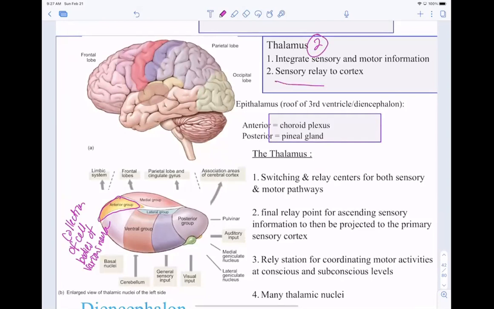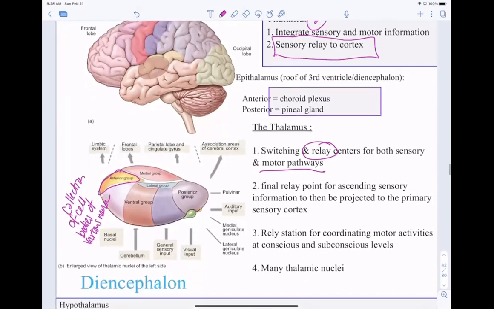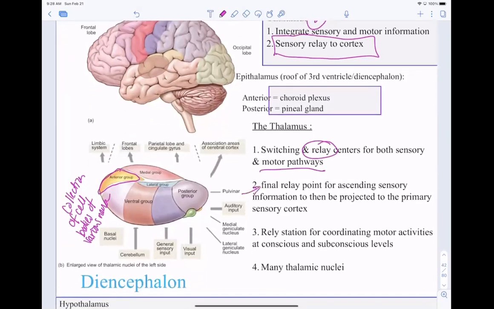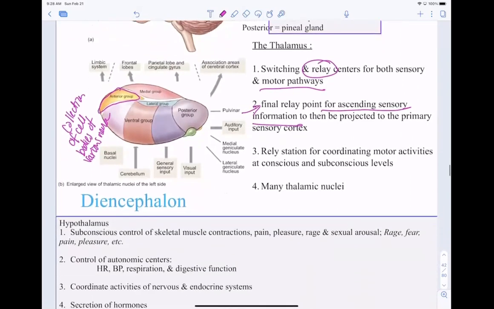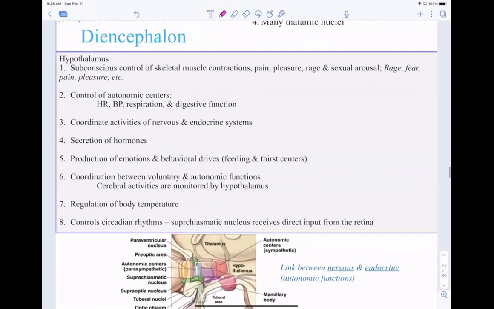All sensory information will synapse in the thalamus. And so that's why it gets this relay center. For motor, it's involved in complex motor loops between the cerebellum and the pre and primary motor cortex. And so that's why motor pathways is also involved. It's the final relay point for all ascending sensory information before it goes to its cortex. And so that's kind of important to understand.